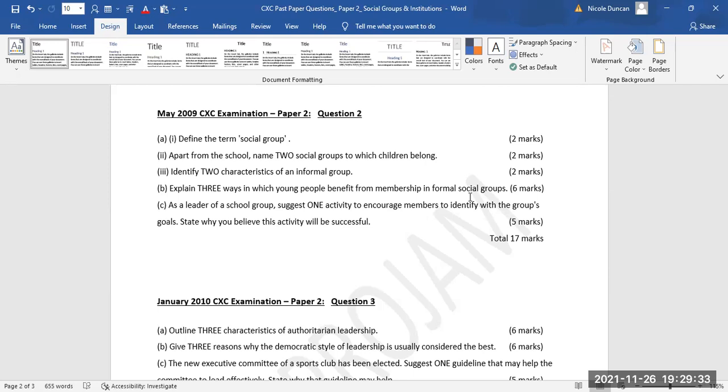Let's go to the final part of the question, which is part C, values, 5 marks. As a leader of a school group, you are to suggest one activity to encourage members to identify with the group's goals. And you're going to state why you believe this activity will be successful. So one activity that will encourage members to identify with the group goals.